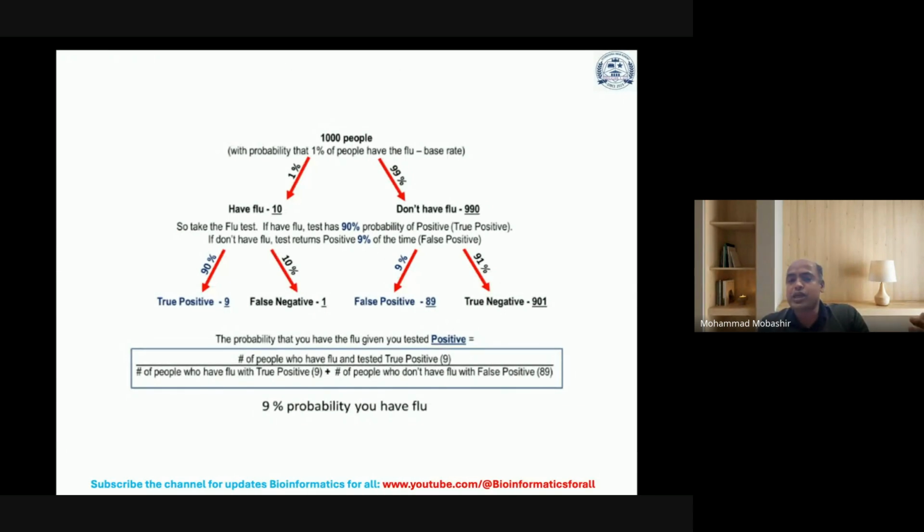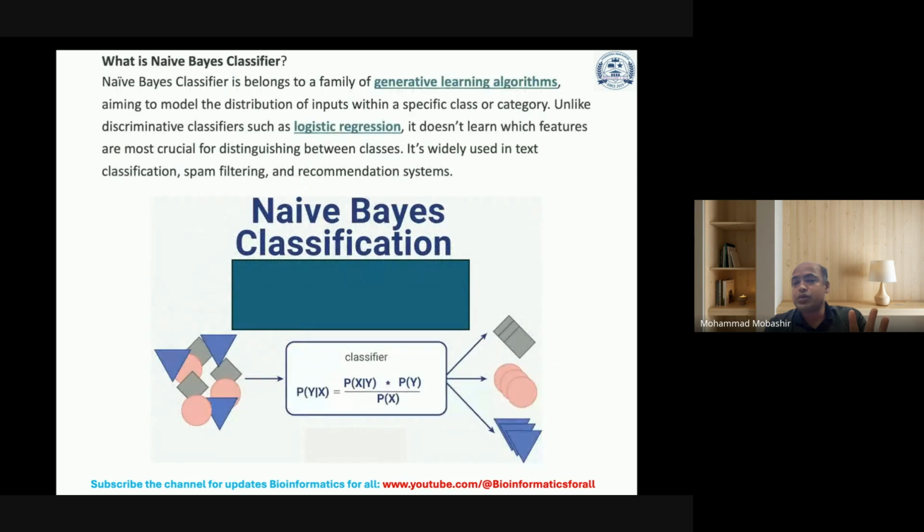If you are working with a case study, here you have how to classify the flu and the probability of having certain flus. By the way, you need to remember true positive, true negative, false positive, false negative. These are the things which you will always encounter while you are working with data science. And then here the predicted probability is 9% that someone could have flu. This is how naive Bayes could be implemented.